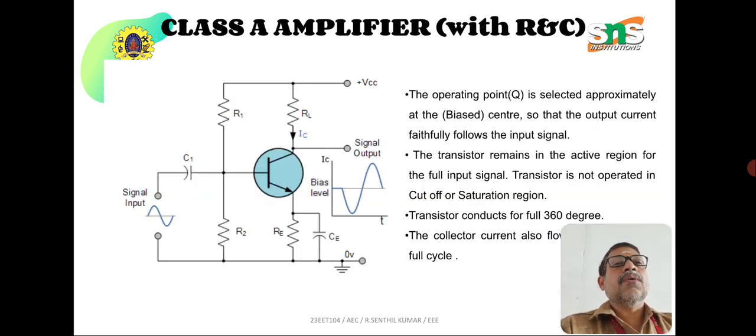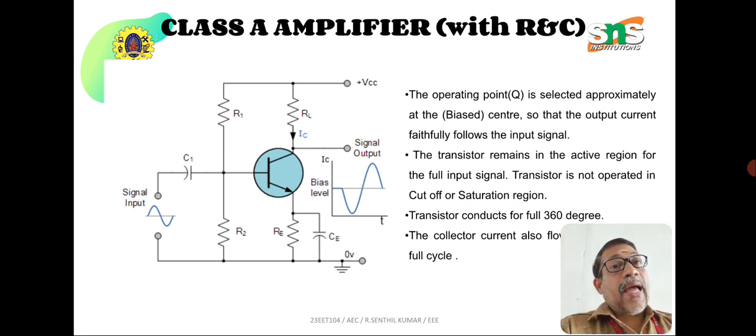The biasing circuit is nothing but two resistors. See here, in the center portion is a transistor, and on the left are R1 and R2. The resistors are acting as biasing.